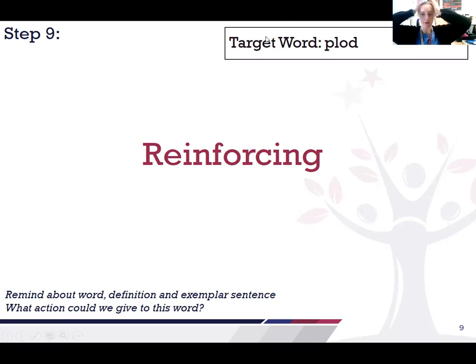So stick plod in your head. Hopefully it's in there. We can use that in our writing. Maybe we could use it to describe how the dinosaurs are moving, actually.